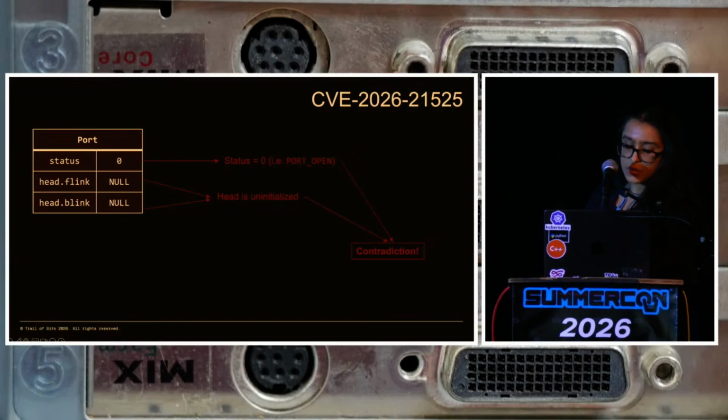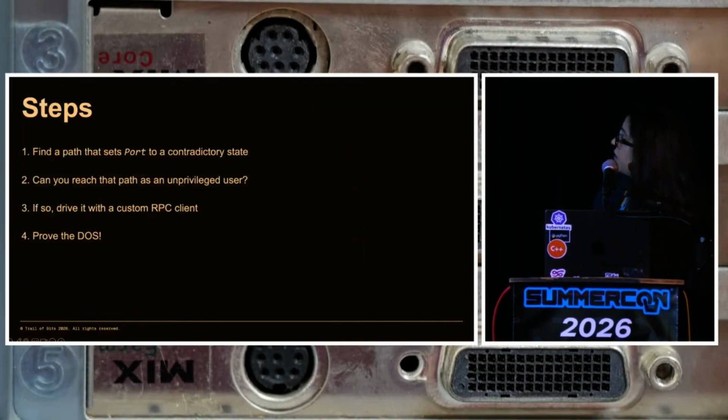So if you think about it, this state that we want to set the port struct in is a contradiction, because if the port is already assumed to be open, i.e. the status value is set to 0, the head.flink and the head.blink values should probably be initialized, right? So there's probably another bug in another function in this binary somewhere else.